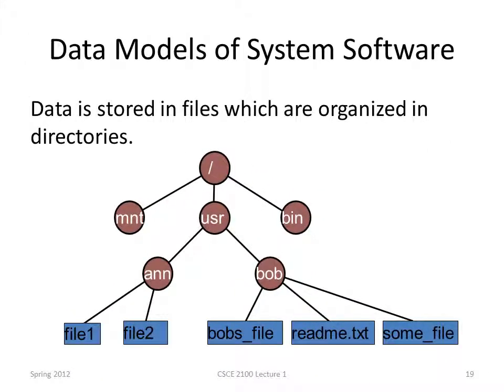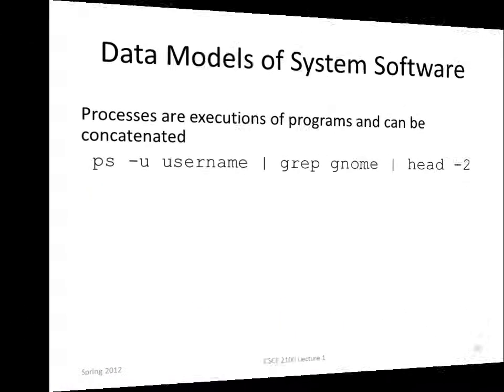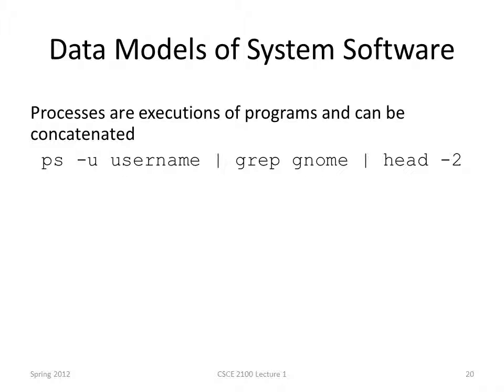There's a data model of system software that I'm sure you're familiar with, data stored in files, organized in directories, and that's the Unix file system, much simplified. Now, data model of system software on real computers, processes, executions of programs, and can be concatenated in Unix. You'll be using Unix in this class.